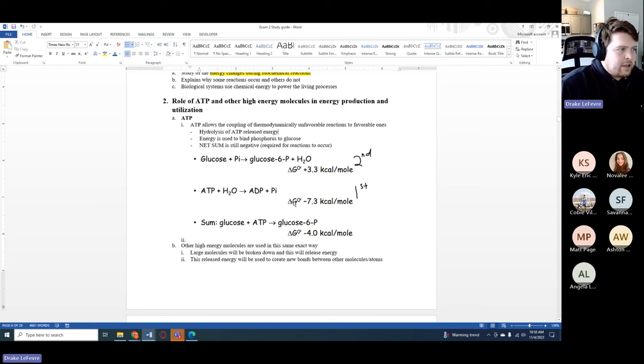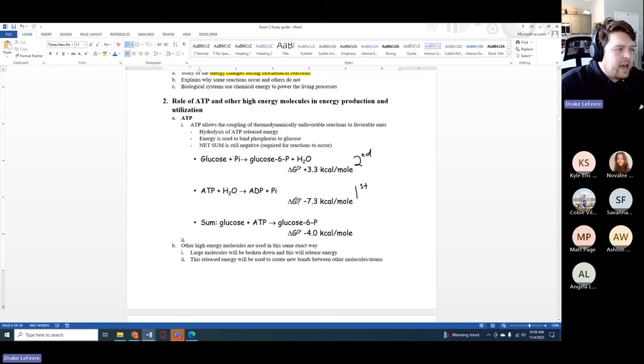Our delta G value tells us whether energy is being absorbed or released. A negative delta G means it's giving off energy. If it's giving off energy, we say that is exergonic or exothermic, however you want to say it. Dr. Sarkar typically says exergonic. If our delta G value is positive, that is an endergonic or endothermic reaction, meaning it's taking energy from the environment and putting it in.